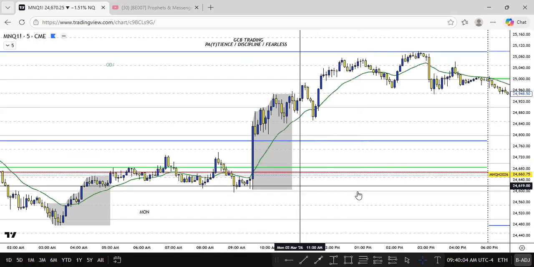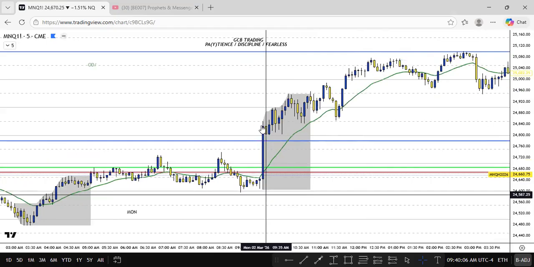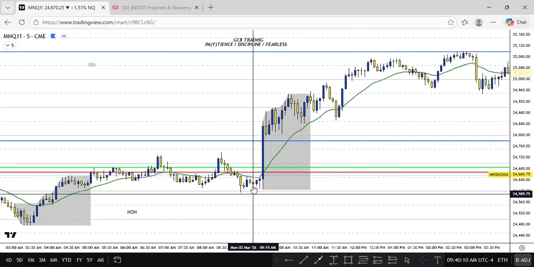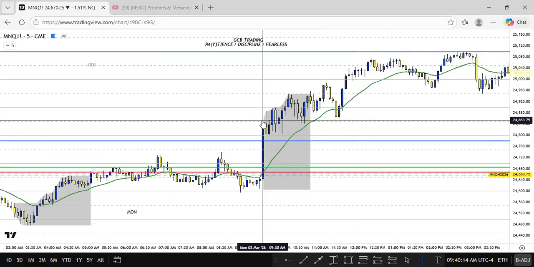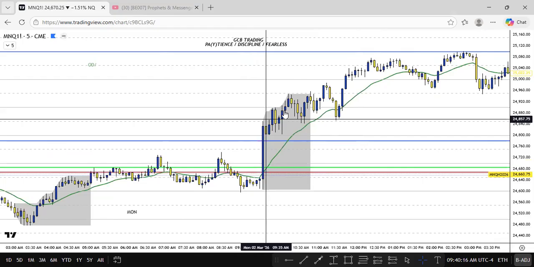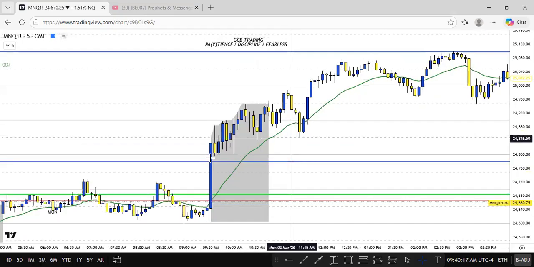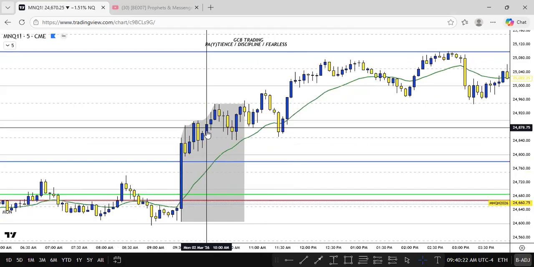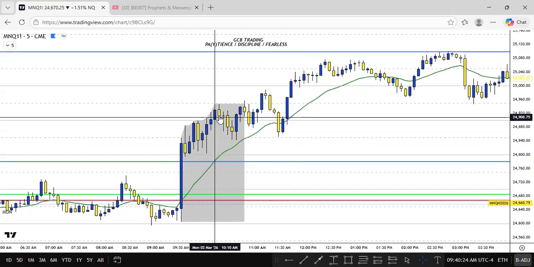As you guys can see, at 9:30 this market explodes to the upside, trapping anybody that was short. It traps short traders, exploding back to the upside. Now we need to wait until after the 10 a.m. major red news. Here's our 10 a.m. major red news candle. And as you guys can see, this market was just fooling around here.